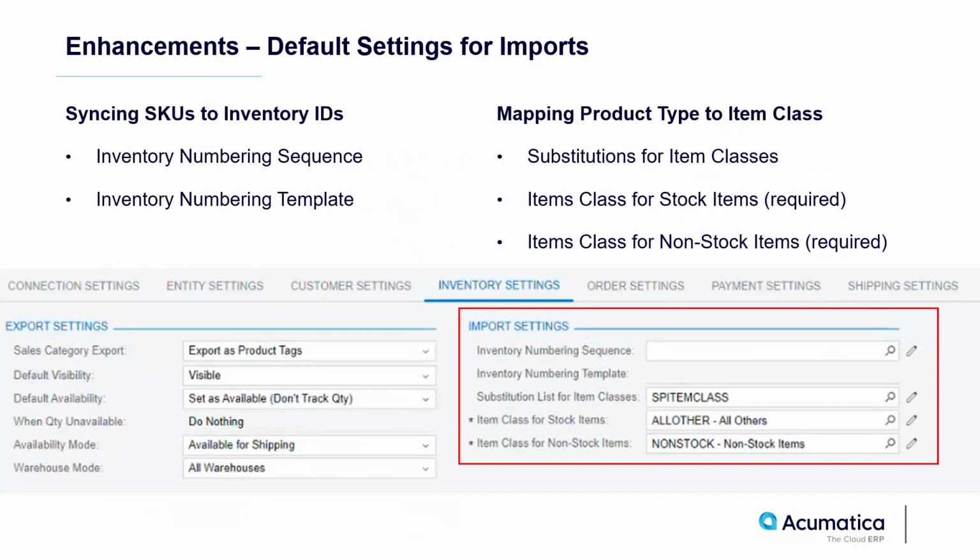In addition to this, when you look in the actual inventory settings of the connectors, you're going to find a handful of new fields. You can set the inventory numbering sequence and the numbering template, and you're also able to assign how the system should handle item classes. Whenever you're importing these products from the external system, how are we going to assign the item classes to these products inside of Acumatica? Now let's talk through those in a little bit more detail.